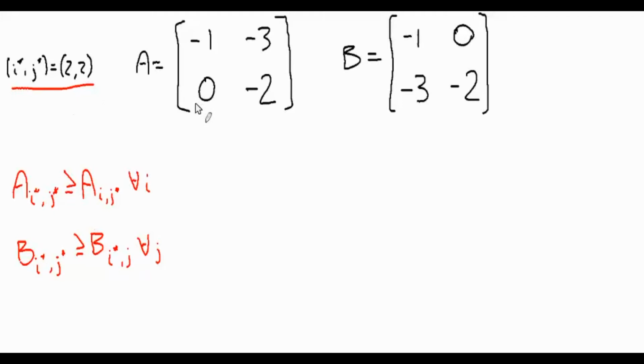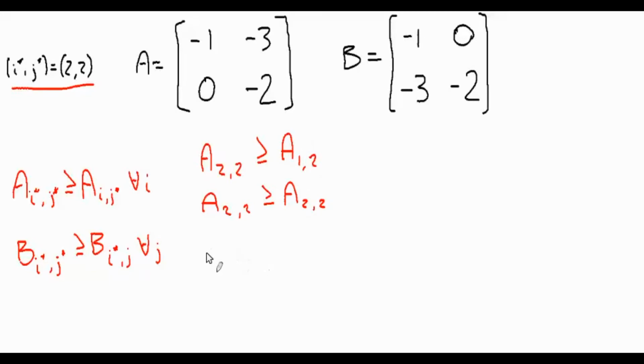Okay, we're going to look for A 2 comma 2 is greater than or equal to A 1 comma 2, because we're doing this for all I here. For all I will take on values of 1 and 2. So this inequality is for the case where I is equal to 1. And now for the case where I is equal to 2, we do A 2 comma 2 is greater than or equal to A 2 comma 2. So this is the case for I equals 1, and this is for I equals 2.